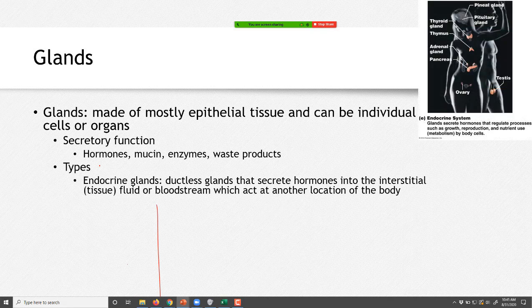So there are the endocrine glands. The endocrine glands are going to be ductless glands, meaning that they don't have a duct. And these are going to be secreting hormones. When they release this hormone, it's going to release it into what we call the interstitial fluid, which is the tissue fluid. And then it goes into the bloodstream. And where does the blood go? It goes everywhere in the body, pretty much.